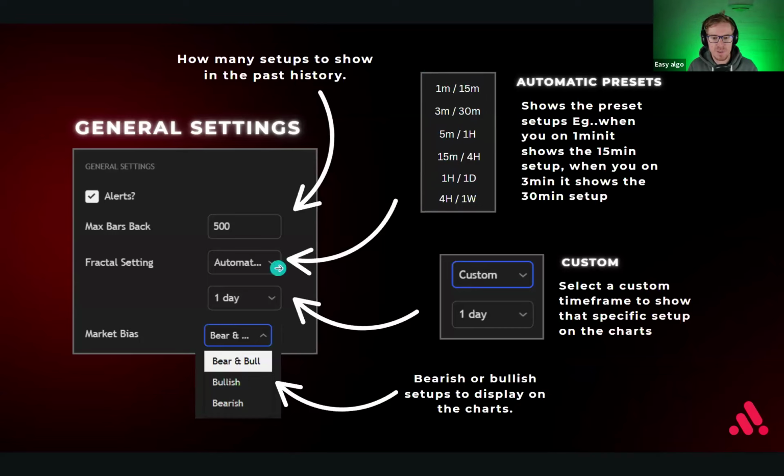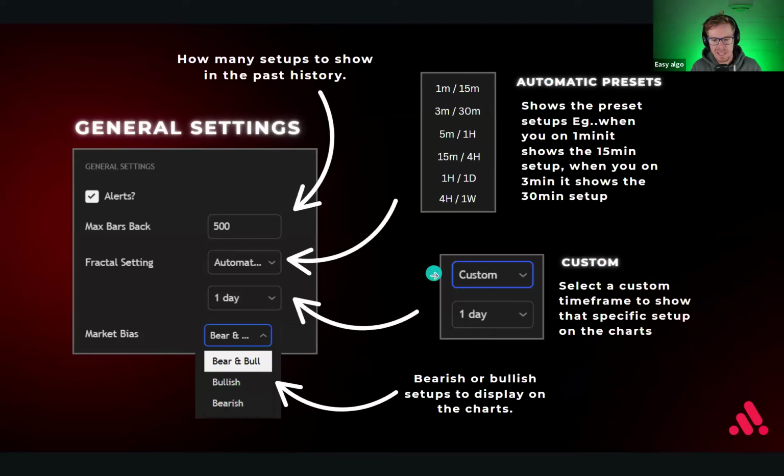And then if we move to the custom feature, which should be in the drop down over here, it'll show a custom feature. What this custom feature does is you can select a time frame of choice, and it will project that time frame setup onto the chart, and it won't change. As opposed to the automatic presets, where whatever time frame you go onto, it's going to change according to that time frame.